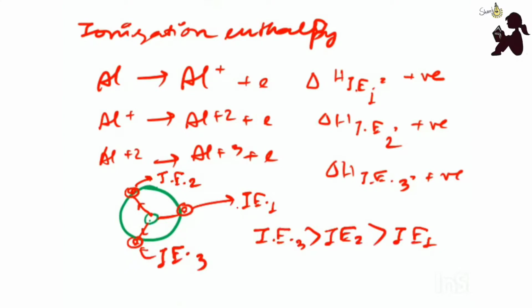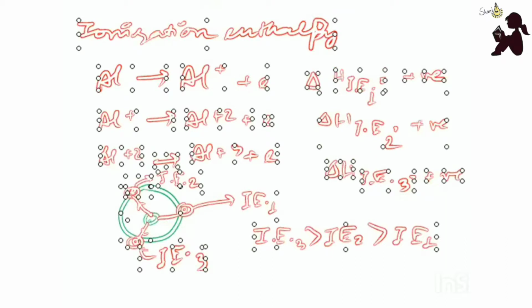So what did we conclude from here? The amount of heat or energy we have to give to remove an electron from its outer orbit is called ionization enthalpy. And for the same atom, it will come like this: I3 greater than I2 greater than I1. And I have already told you the reason.